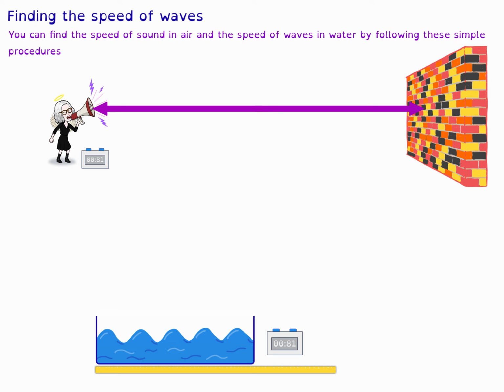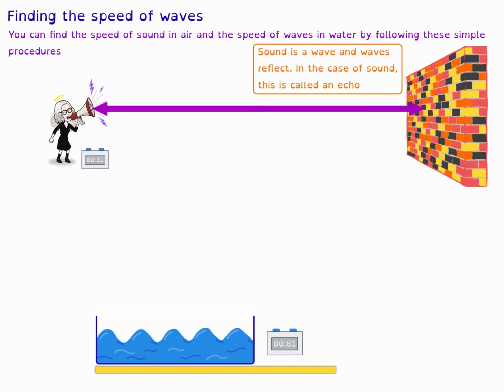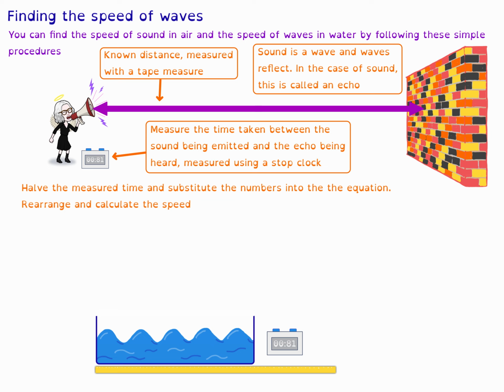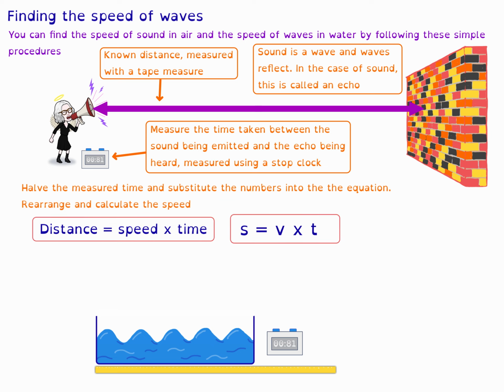You can find the speed of sound in air and the speed of waves in water by following these simple procedures. First, sound is a wave and waves reflect. In the case of sound, we call this an echo. If you stand a known distance measured with a tape measure from a reflective surface, such as a wall, and measure the time taken between the sound being emitted and the echo being heard, and measure this using a stop clock, you can then halve the measured time and substitute the numbers into the equation distance equals speed times time. Rearrange and calculate the speed.